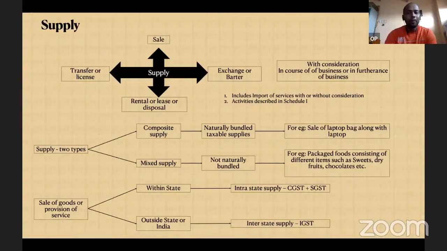Primarily, the law has given an inclusive definition of supply. It means everything under the sun can be a supply.